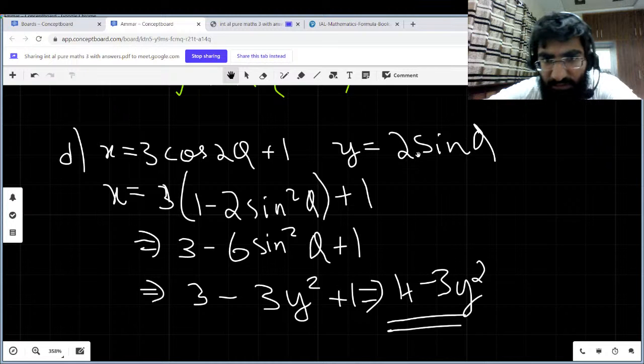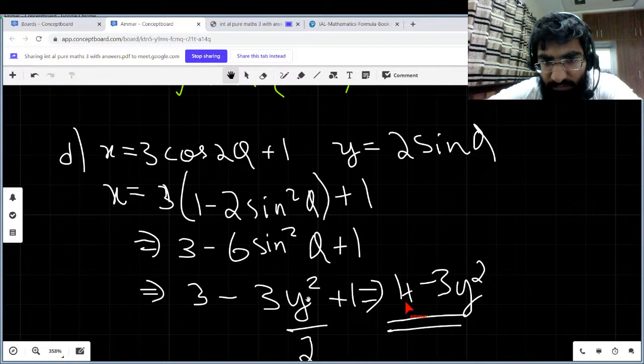Let's check 3y squared. Y squared is equal to 4 sine squared theta, and 3y squared will be equal to 12 sine squared theta. 3 by 2 y squared. And this is equal to x. Put it equal to x.